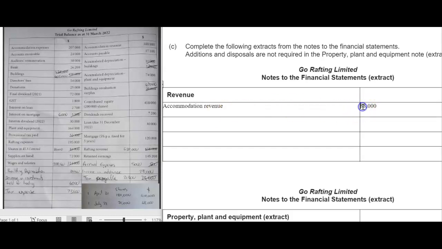Make sure that's a 388. And the rafting revenue, obviously more points because you've had to adjust it. 630. And again, total those two. Great.